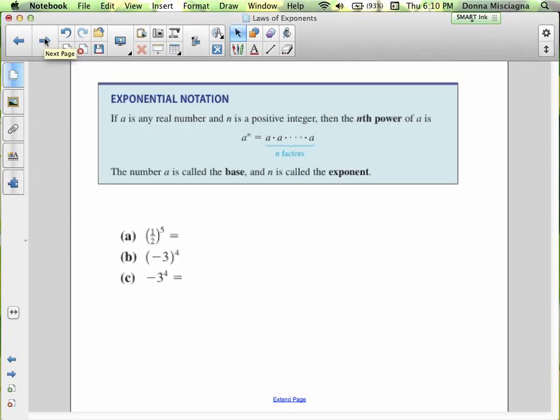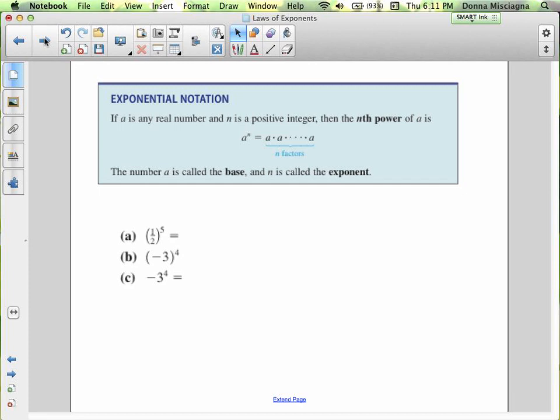So some of the things in this lesson will be review, but some things might be new. Right? So if it's review for you, great. And if it's new, well, then you're going to learn some important things about exponents. So first of all, let's just start at the beginning.